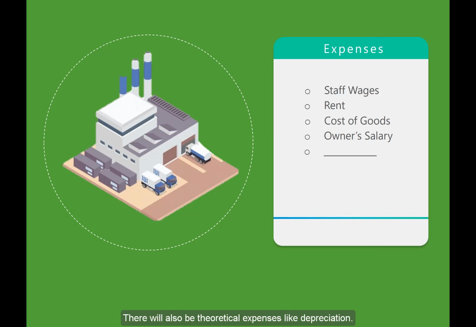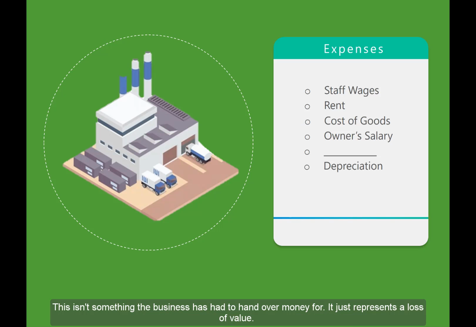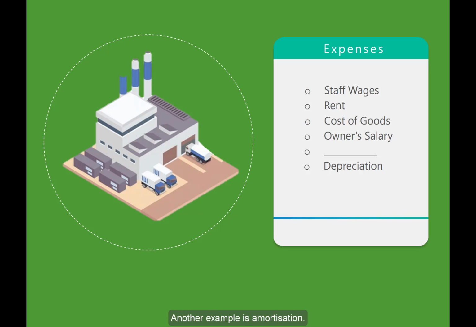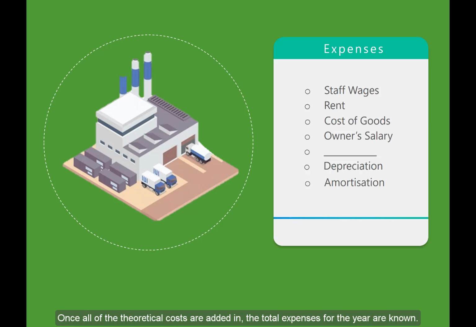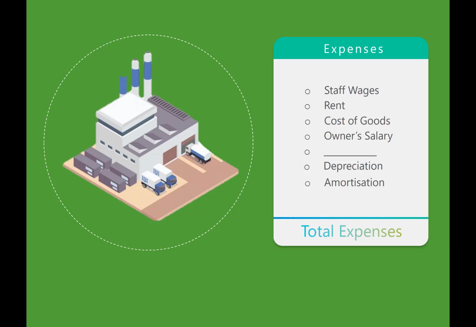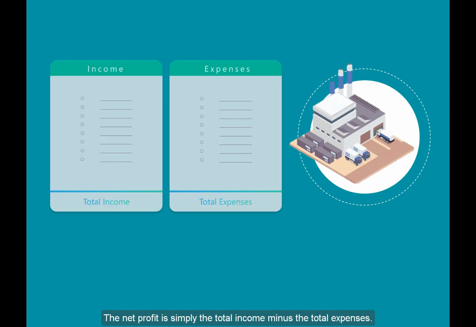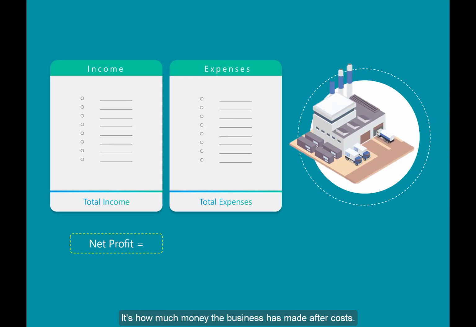and many more. There will also be theoretical expenses, like depreciation. This isn't something the business has had to hand over money for, it just represents a loss of value. Another example is amortization. Once all of the theoretical costs are added in, the total expenses for the year are known. The net profit is simply the total income minus the total expenses. It's how much money the business has made after costs.